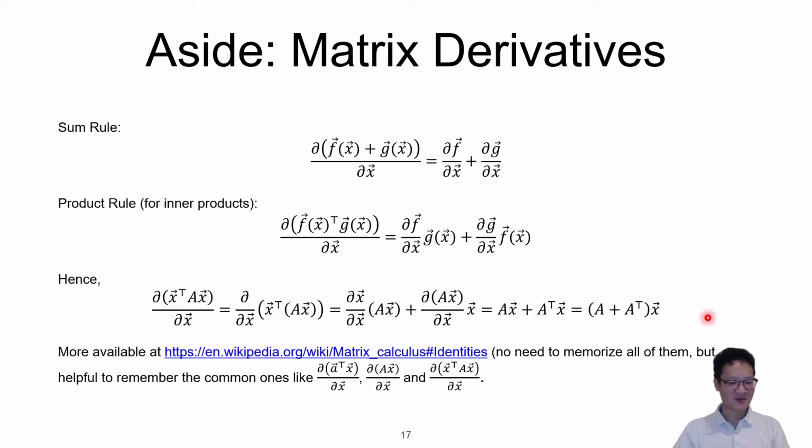So these are the most common ones that we'll be using. You can look at a lot more on Wikipedia, right? You don't really need to memorize them, but remember the common ones, like the ones we covered: the inner product between a constant vector and x, then the matrix Ax, and then the quadratic form. So these are the most common ones, and for the other ones, refer to them as needed.